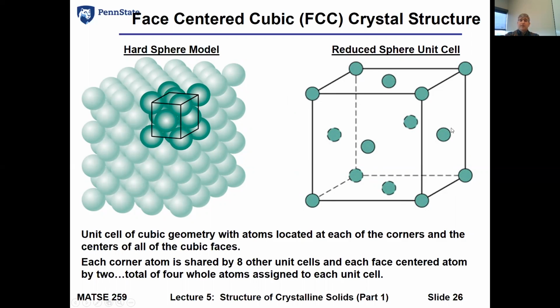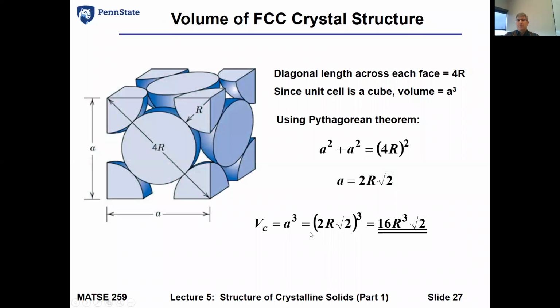Now, each of the ones on the face is only shared by 1 other unit cell. And so the 6 faces that we have correspond to 3. So 6 times 1/2, because this unit cell owns 1/2 of that atom, gives us the 3. So the 1 from the corners plus the 3 on the faces gives us 4 atoms assigned to each unit cell. It's going to become important when we start going a little further.